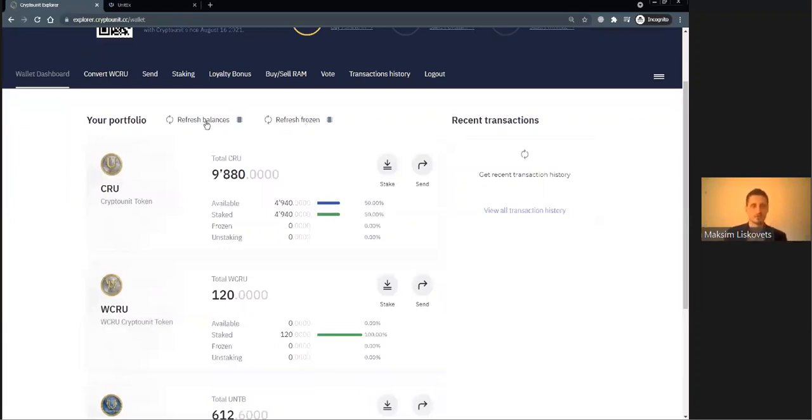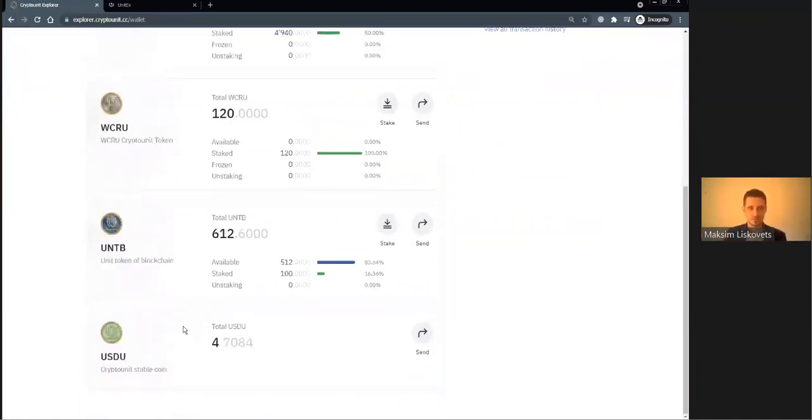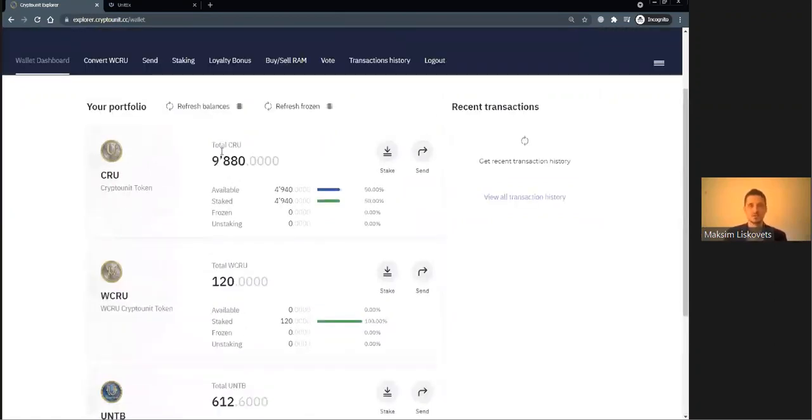And next to it, you see another button, refresh balances, simply to refresh your balance and to see changes. A bit later, we will come back to it. We will use it. Well, lower, you see your tokens, CRU, World CRU, UNTB, and USDU. I have some tokens here in my wallet, and we will use them.